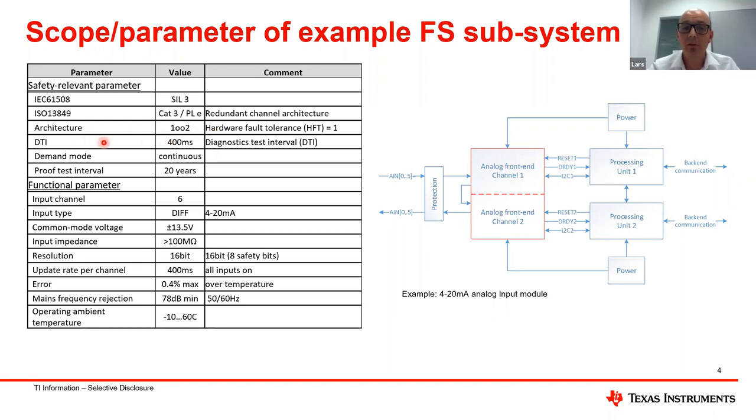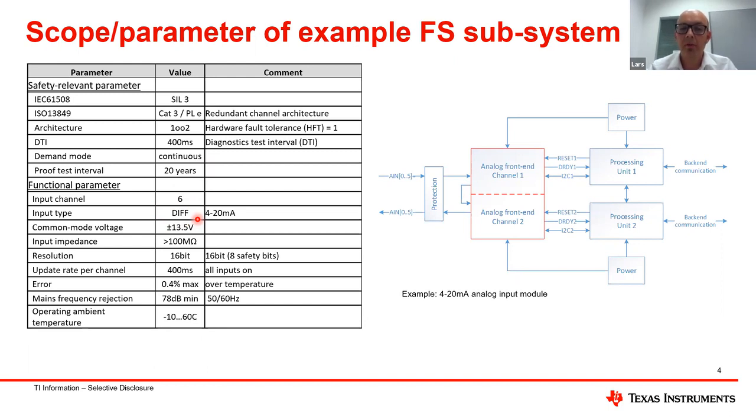The diagnostic test interval is 400 milliseconds. So all diagnostics performed here will run within the 400 milliseconds. The demand mode is continuous, and the proof test interval is 20 years. Regarding the actual I/O or the input parameters, we have 6 independent input channels. Input type is different. So this means we can allow a common mode voltage here as well. The input current is 4-20 milliampere.